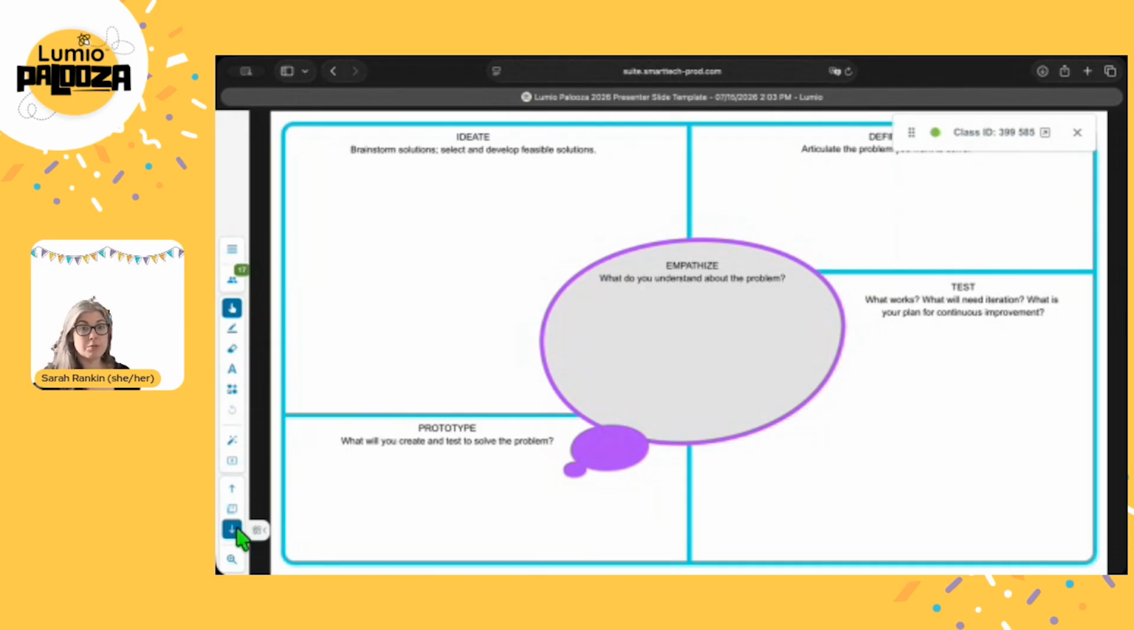Or I might provide, like it has here, instead of just a title, questions to say, well, what is the ideation? What is the prototype? This is a format that we use.